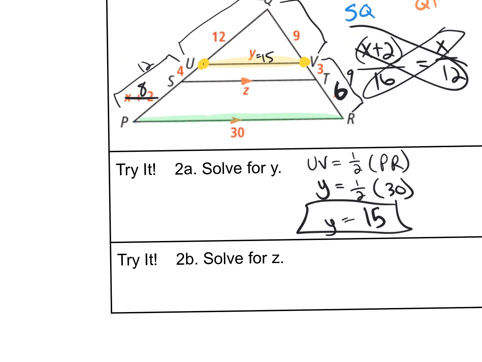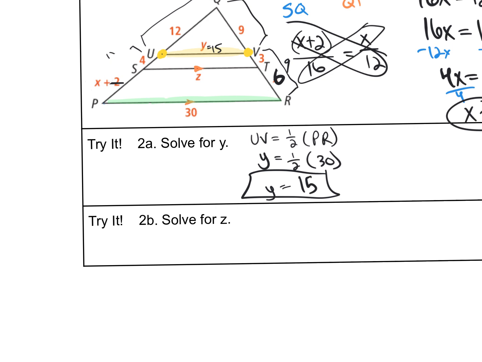Last part here, solving for Z. So this one, it's a little bit trickier, but it's going back to using some of our similarity properties here. So all we have to do is be able to set up a proportion, recognizing here that we have some side angle side similarity going on, making sure that these triangles are indeed proportional to each other.